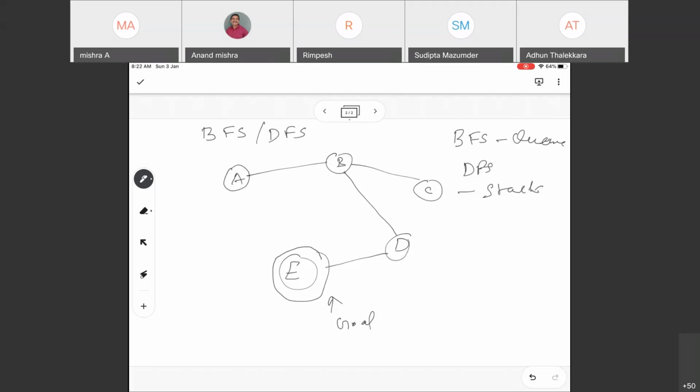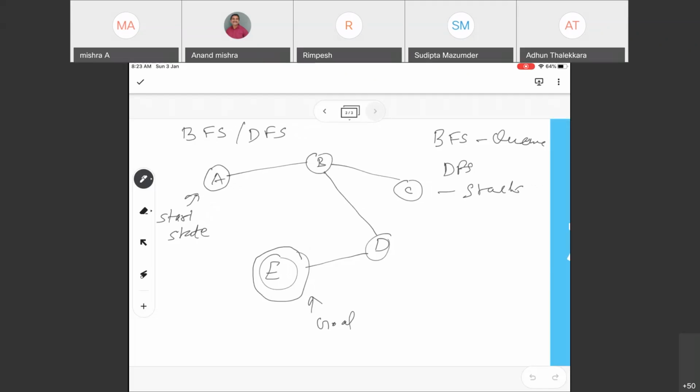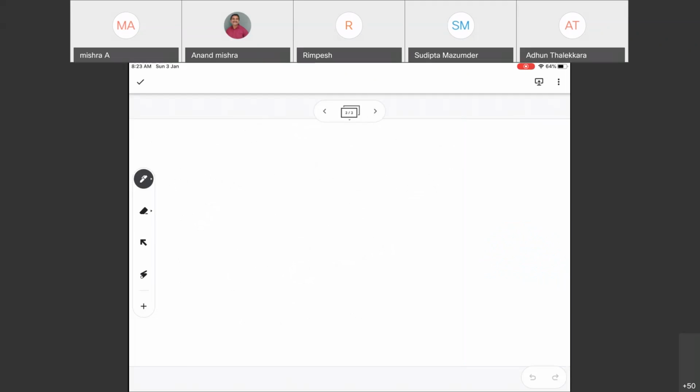So what you try to find out is, you are at a starting state. The starting state is known, the goal state is also known, and your objective is to find the goal state. So let's say this is your start state and this is your goal state, and you can very well do it using BFS or DFS. What if the costs are not uniform, rather they are non-uniform?